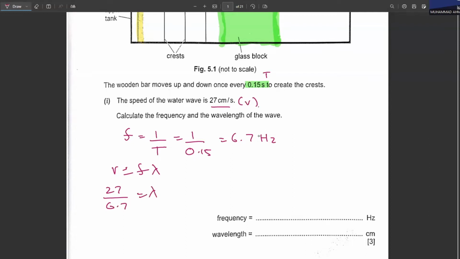So, by your answer, this gives you a wavelength of 4.05 centimeters. So you have both of them. You have the frequency as well, you have the wavelength as well. So everything gets done here.